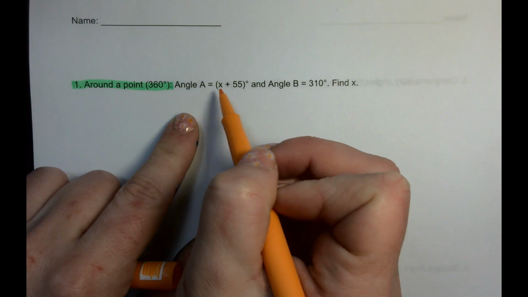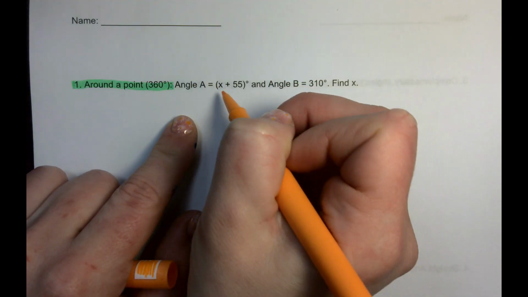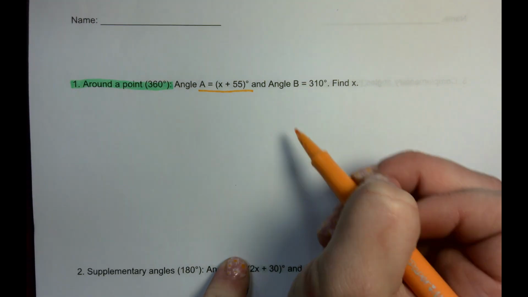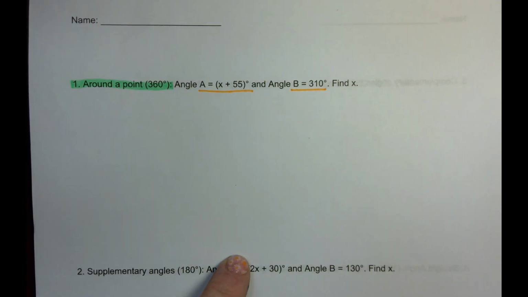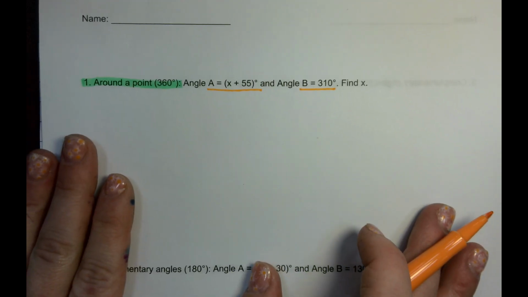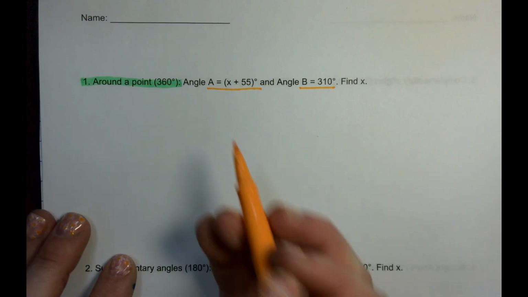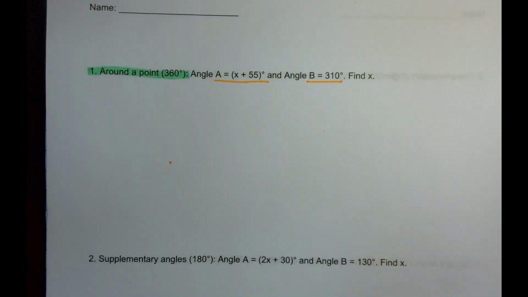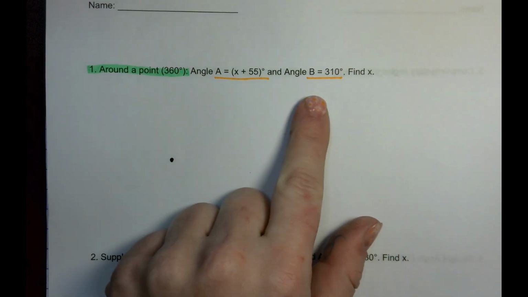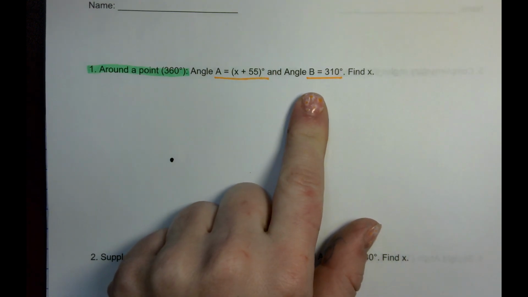I see angle A is x plus 55 degrees. So there's 1. Angle B is 310 degrees. So there's just 2 angles. So here's how I'm going to draw angles around a point. I'm going to start with a point. Okay, and I'm going to use black so everybody can see that a little better. So here's my point. Now my first angle is 310 degrees.